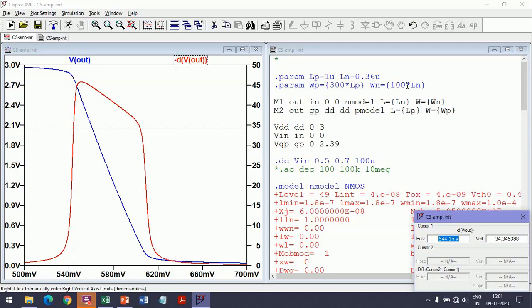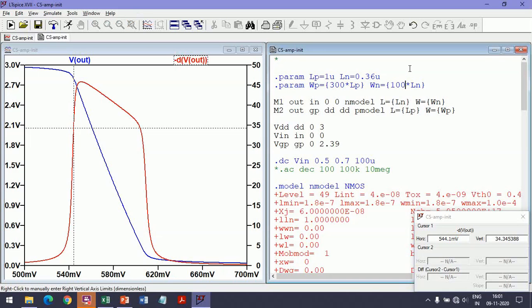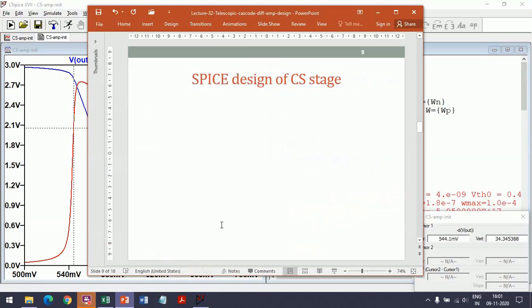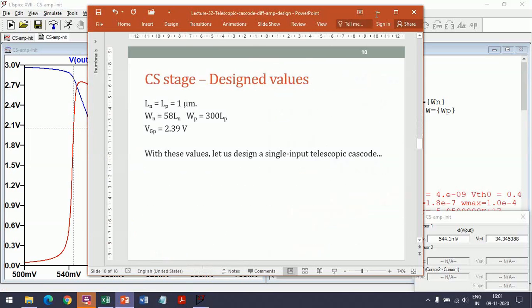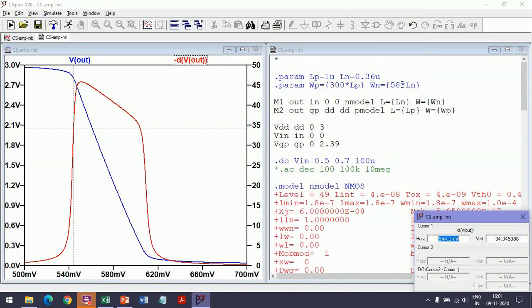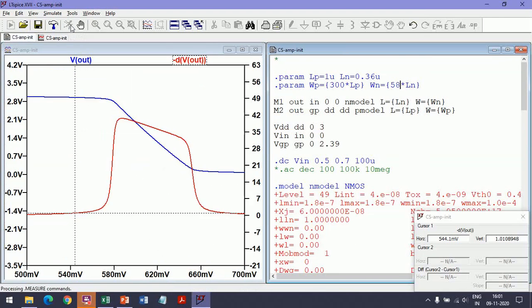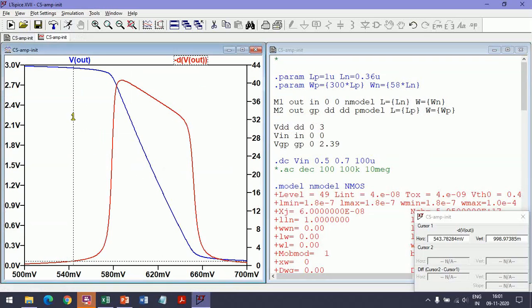Alright, so I'm going to reduce the width of the NMOS. I don't remember the value, because one has to play around. Okay, let me cheat and look it up, because you can do this yourself. 58 is what I want, so I'm going to make this 58. It is trial and error, but in order to save time here, I am putting in the value that I know will give me the right result. Okay, so let us see again.